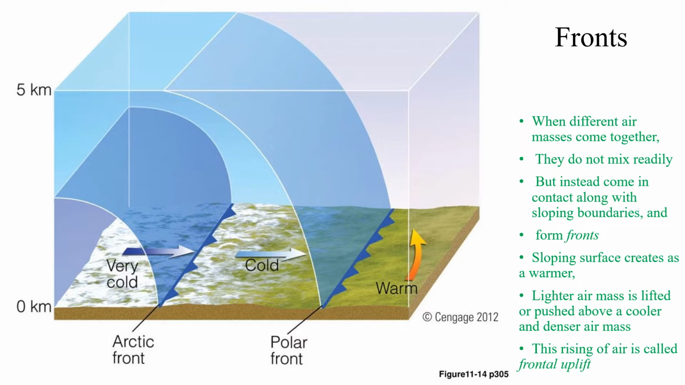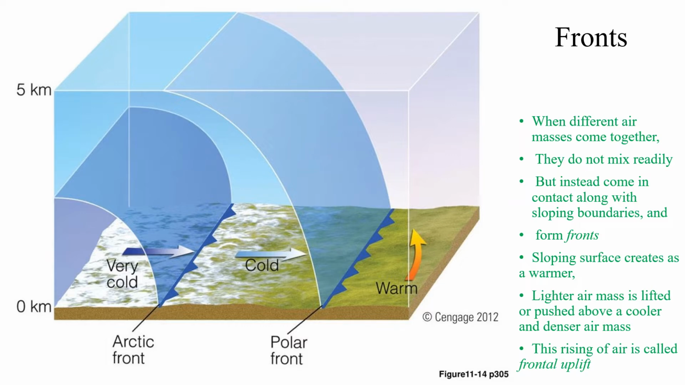So on the sloping surface, the warmer, lighter air mass is lifted or pushed above the cold, denser air mass. This rising of the air is called frontal uplift. We have four types of front: one is the stationary front, the warm front, the cold front, and finally the occluded front. So you have at least three questions in your exam about fronts.